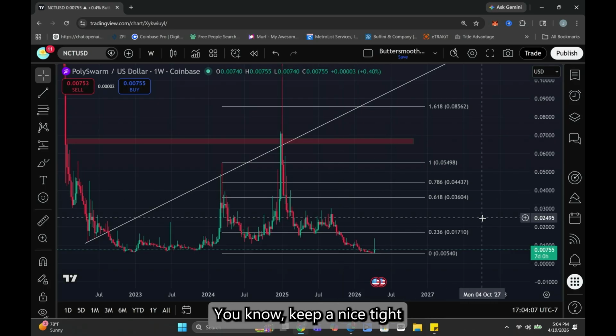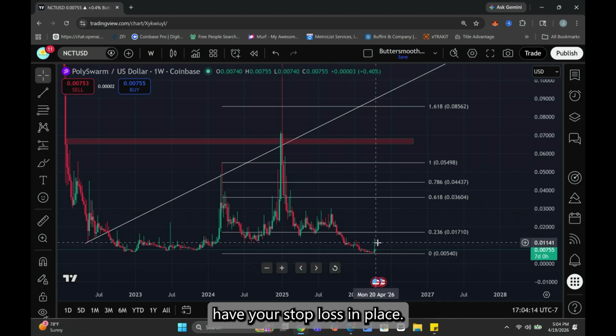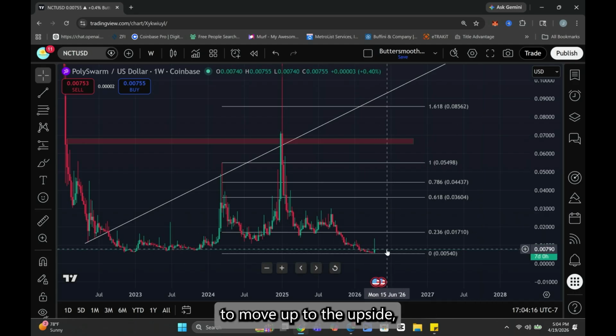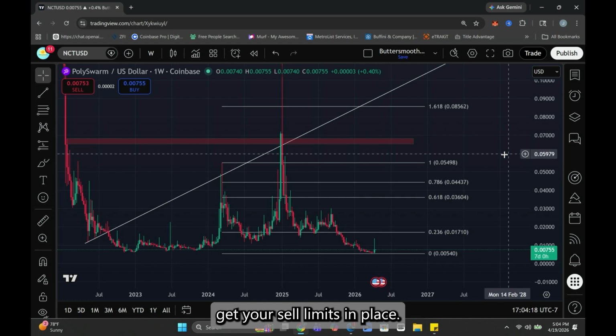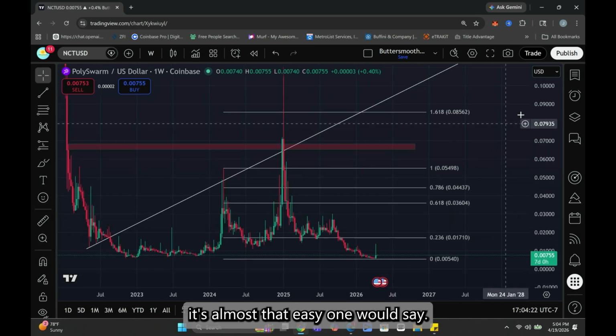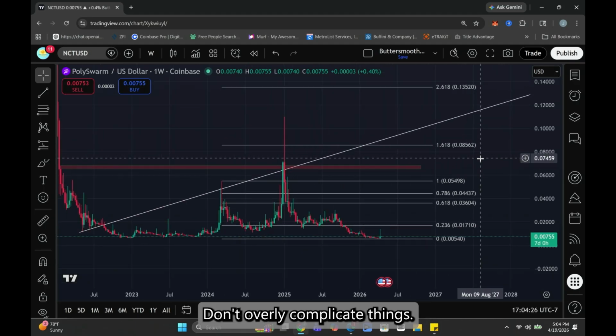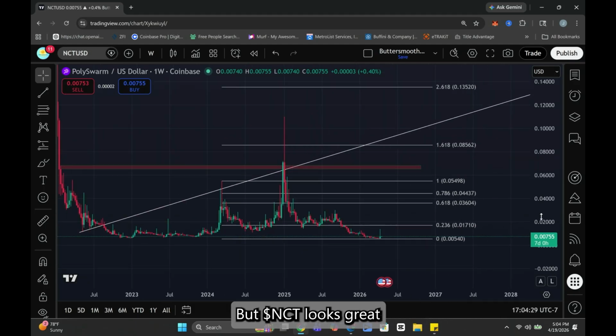You know, keep a nice tight stop loss if you have to. Smart move to do that. But then once you're in, have your stop loss in place. Then once you start to move up to the upside, get your sell limits in place. Just set them and forget them. It's almost that easy, one would say. Don't overly complicate things. But NCT looks great.